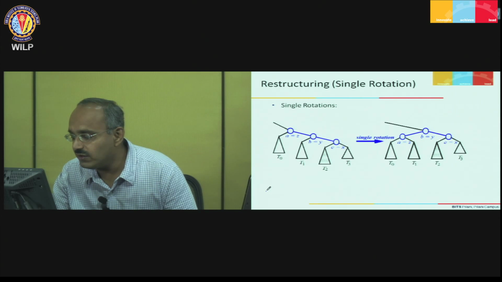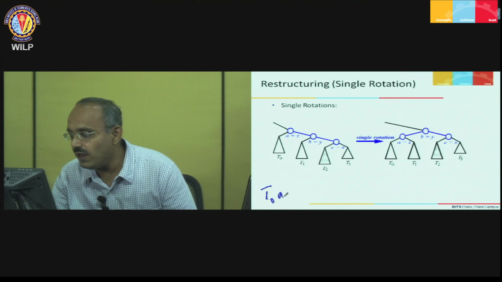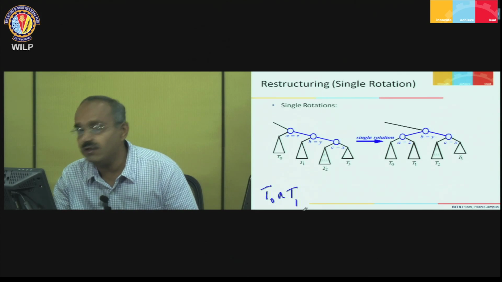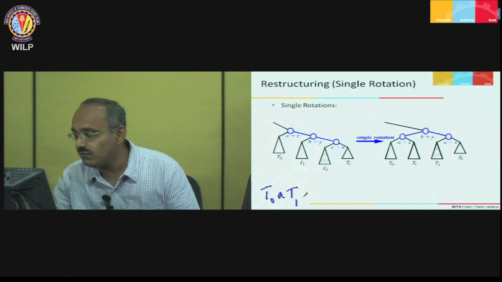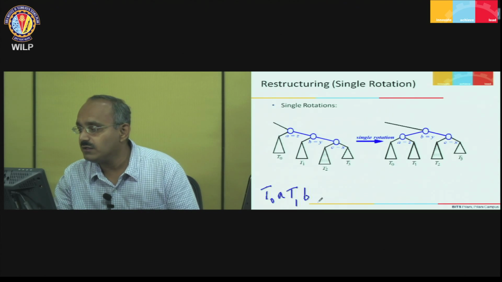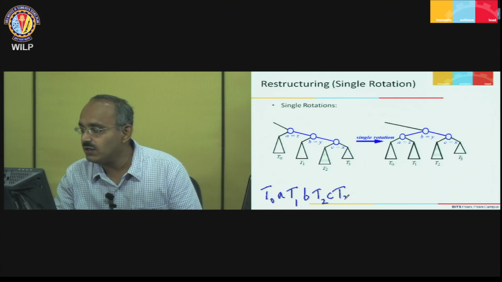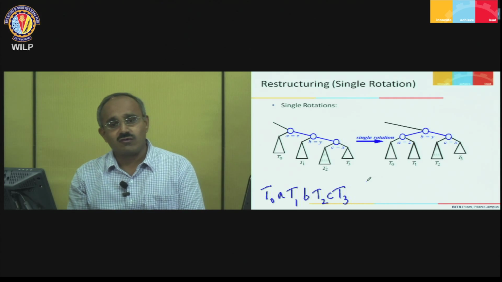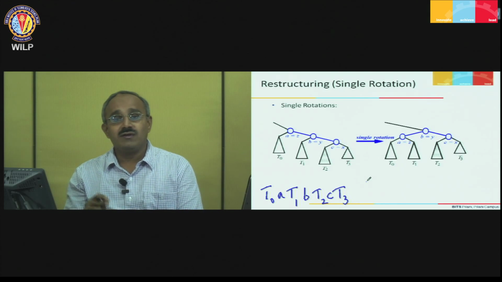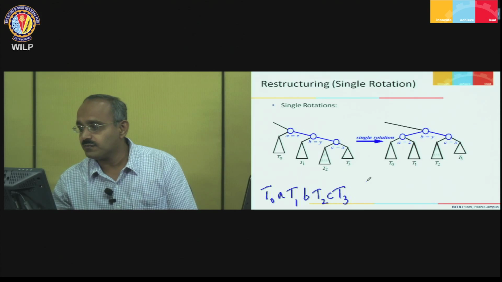So, in-order traversal is first T0, then we will visit A, then we will visit T1 in order, then we will visit B, then we will visit T2 in order, then we will visit C and then finally T3. So, this is the in-order traversal of the tree which is on the left side.